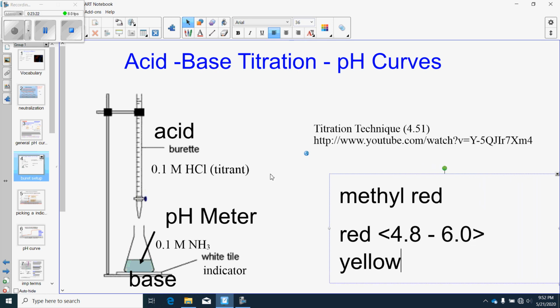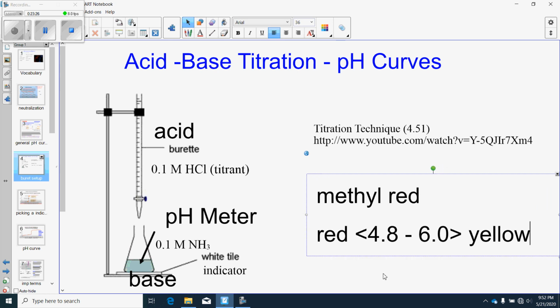So remember how those indicators work, right? And so I kind of cheated. I know that the endpoint is around 5.2. So this would be a good indicator for me to use. So when I first put it in here, I would expect it to be yellow because the pH of a base is greater than 7, so it's definitely greater than 6. But as we add the acid to it, this solution's getting more and more acidic. It's going to have to neutralize first, and then it'll become more and more acidic.